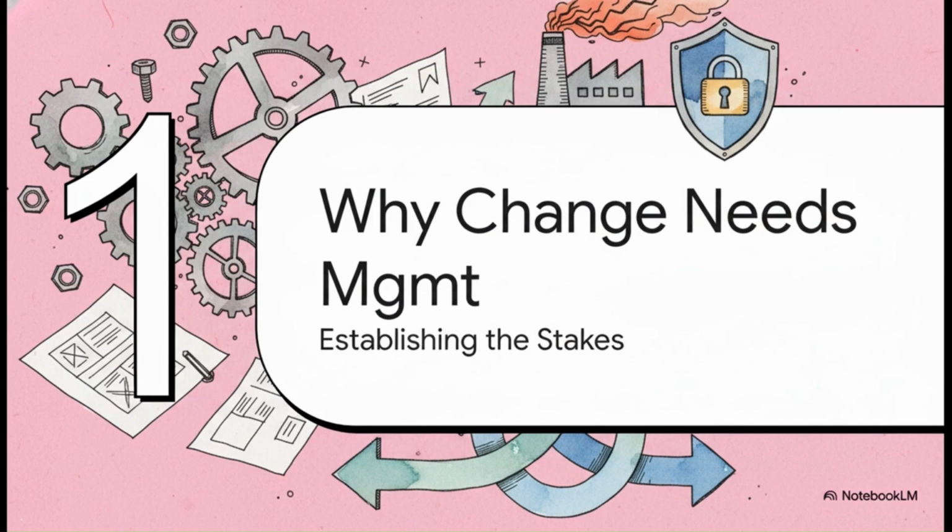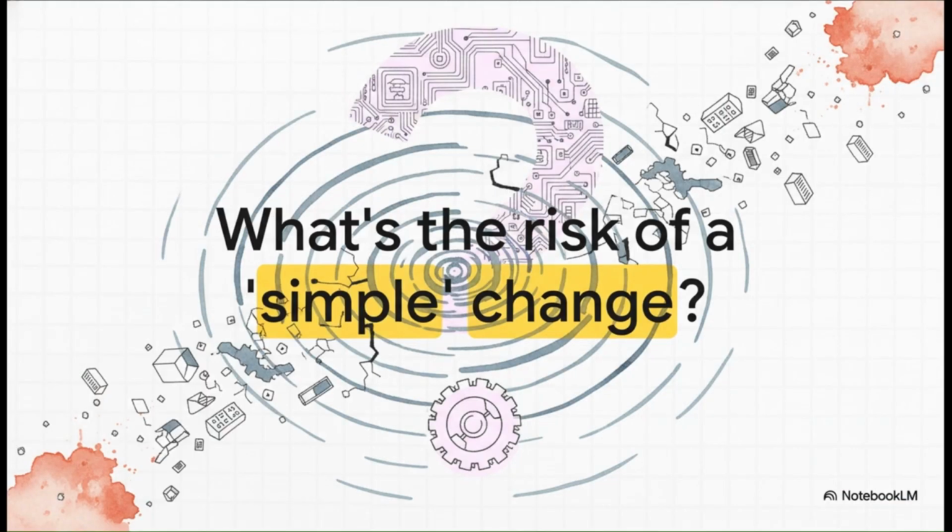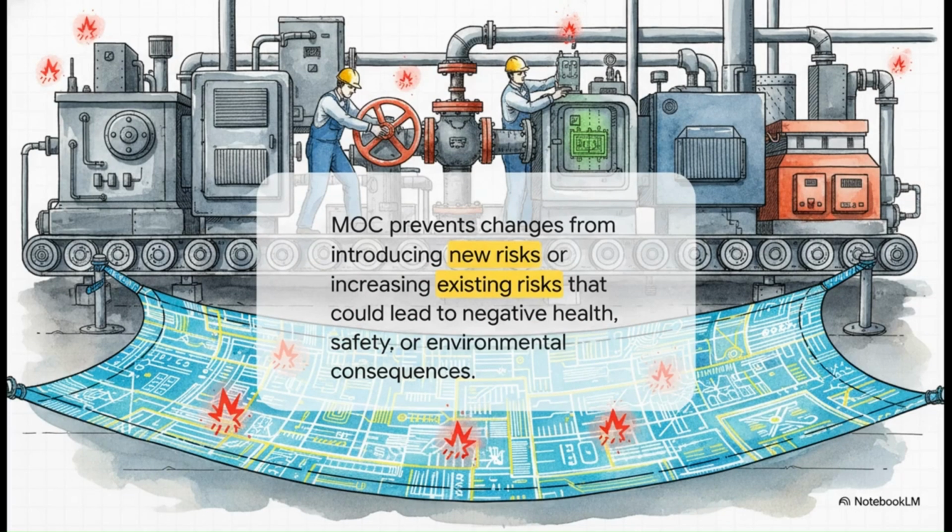All right, let's dive into the big question. Why bother with all this formality? Well, think about it for a second. When you're dealing with a really complex, interconnected system, even a change that seems totally simple on the surface can send these wild, unpredictable ripple effects through everything. And honestly, those effects can be disastrous. And that's exactly where management of change comes in. Its entire purpose, its reason for being, is to make sure that any change, whether it's huge or tiny, doesn't accidentally create new dangers or make the old ones even worse. It's basically the safety net designed to catch those unintended consequences before anyone gets hurt.